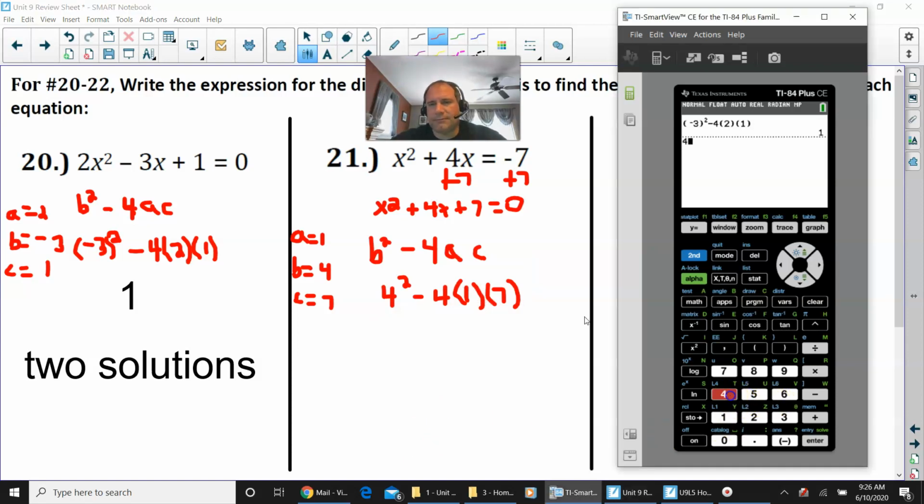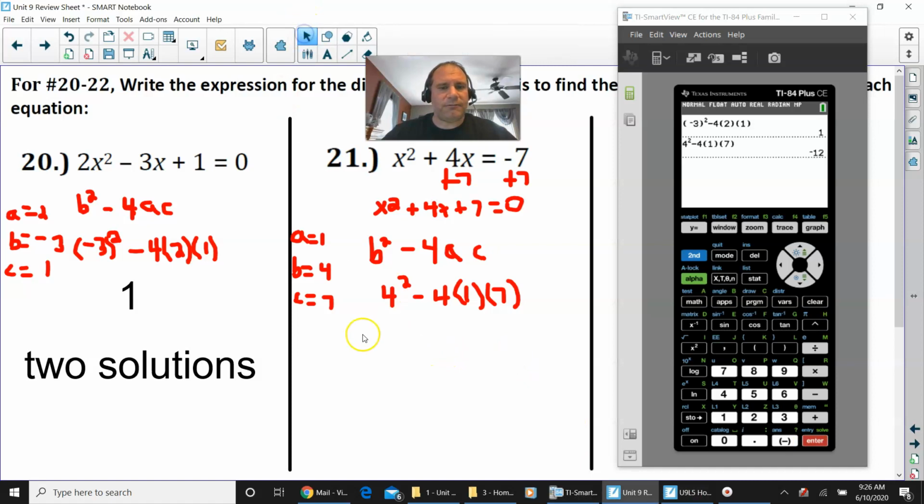So I am in the middle of doing this. I have 4 squared minus 4 times 1. I substituted these numbers in, 4 times A, and then times 7, which is your C. You notice I'm not pressing the multiplication symbol on the calculator, because the calculator will know that you want to multiply those numbers. And so now this comes out to be a -12. Negative number.